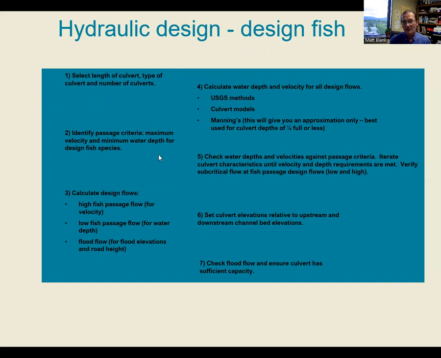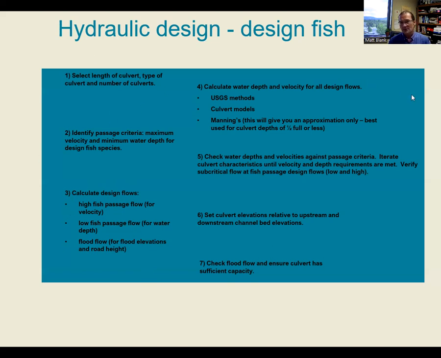You're going to identify your depth and velocity criteria based on the species. You're going to identify or calculate the flows, the hydrology in that region. What's a good high fish passage flow, a low fish passage flow, and what are the flood flows? Those are the minimum flows you'd want to evaluate. Then you can use different modeling or mathematical techniques to estimate water depth and velocity for these flows in these structures.